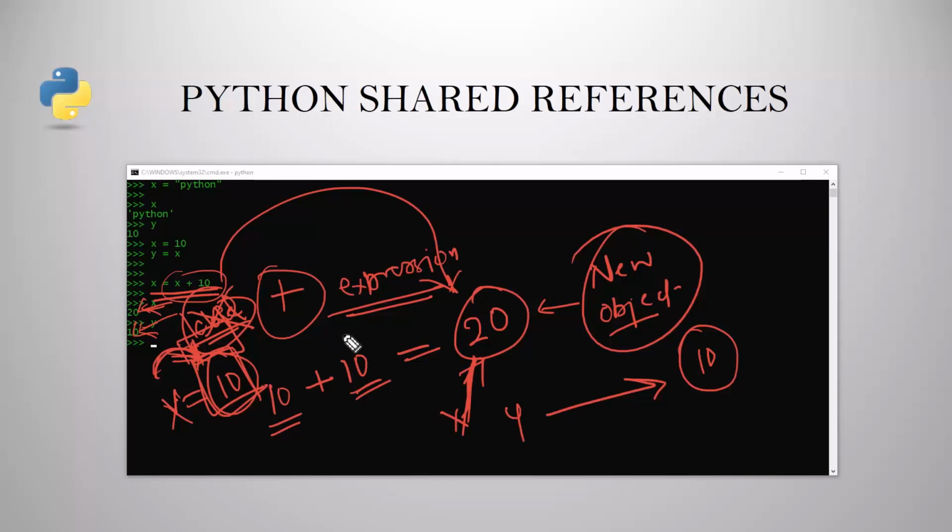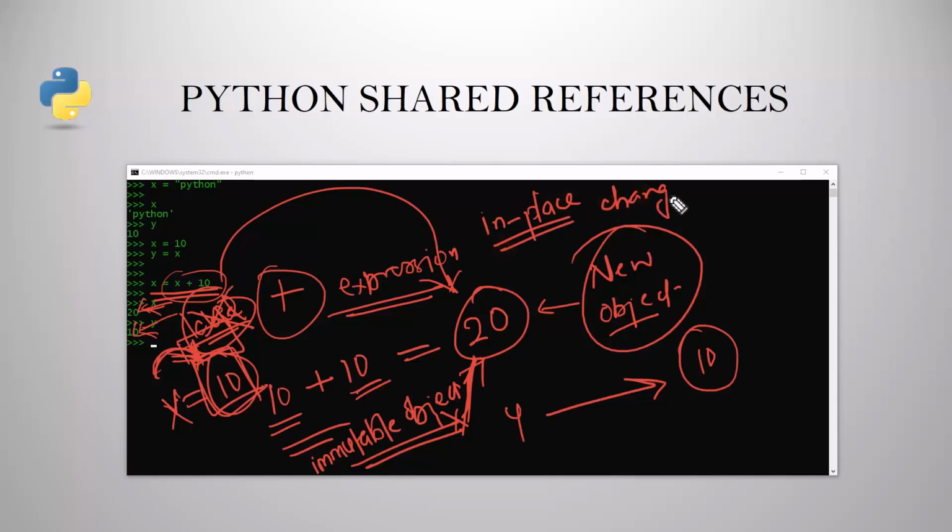So the question arises here: what will happen when we assign mutable objects? Till now we have been talking about immutable objects, and we discussed earlier that an immutable object doesn't allow in-place changes. So what will happen when we perform similar operations on mutable objects that allow in-place changes?